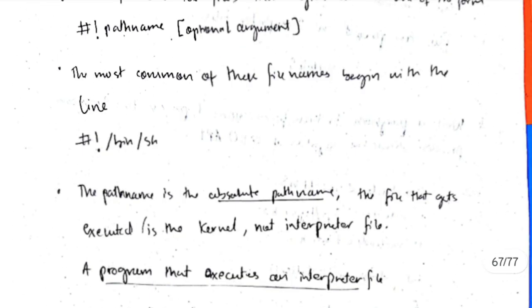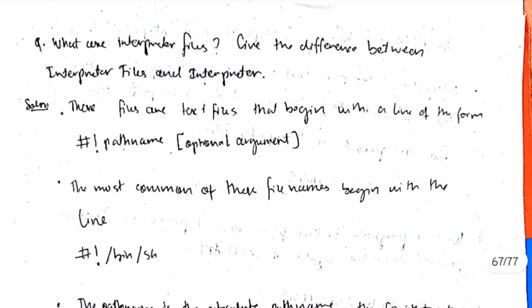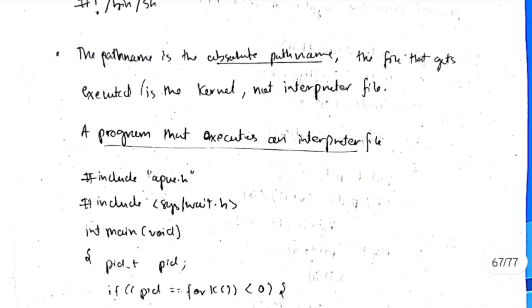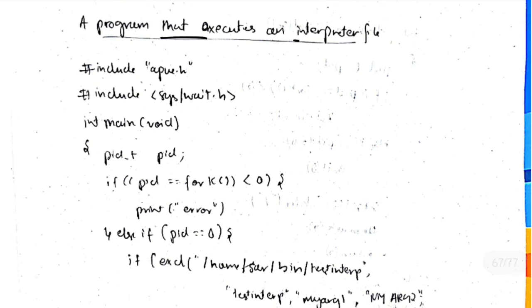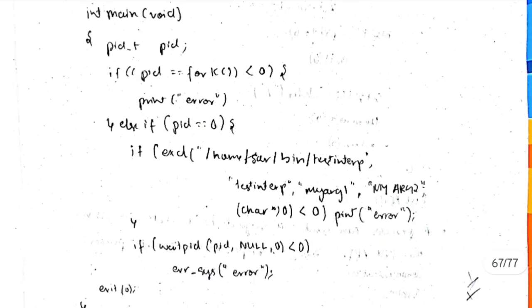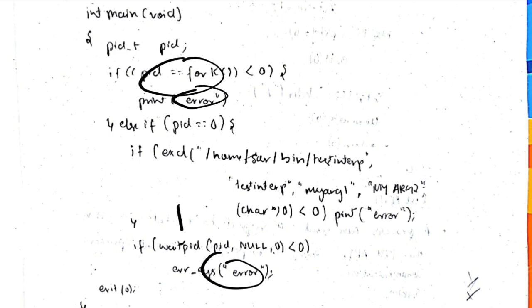Okay. The next one is about the interpreter files. What is the difference between interpreter files and interpreter? The files that begin with this notation, that is nothing but the interpreter files. Okay, and they have the absolute path names. So this is an example program that executes an interpreter file. Remember, if the PID is less than 0, it will be an error.